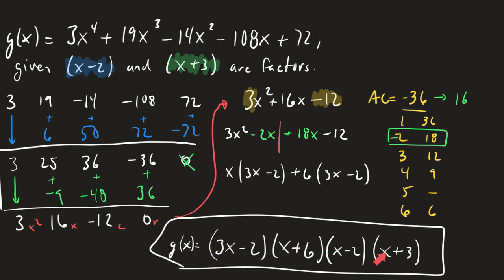1, 2, 3, 4 x's, x to the 4th. 3x times x times x times x is 3x to the 4th. Negative 2 times 6 is negative 12, times negative 2 is positive 24, 24 times 3 is 72.